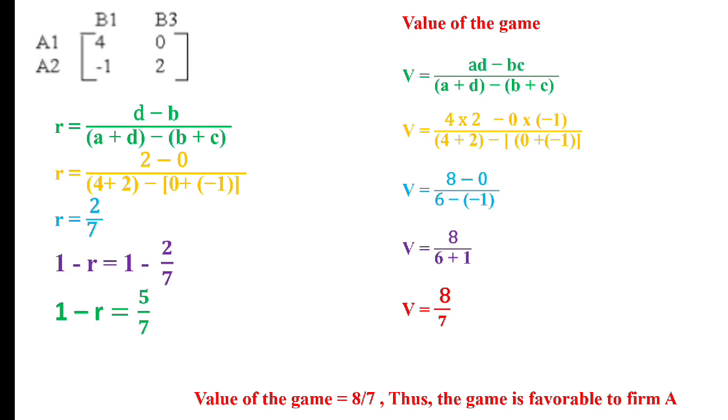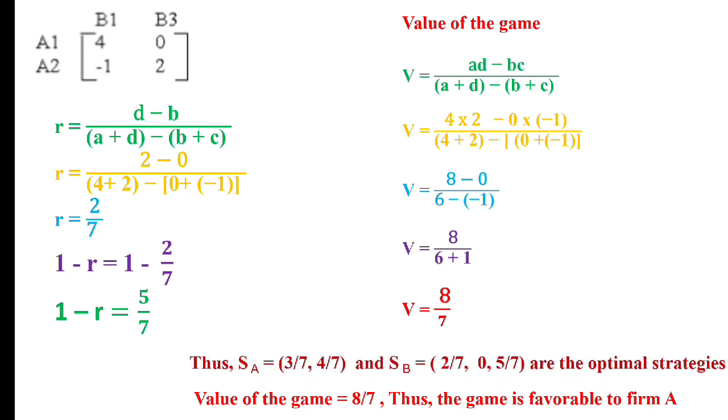Positive values, so we get the values for A. Here A1 and A2 are 3 by 7, 4 by 7. Then for B, 2 by 7; the second, B2, is not available, so it is 0. Then B3 is 5 by 7. These are the optimal strategies. This is the 2 by n formula: 2 rows, many columns, so we solve by the graphical method. Now we are going to study the other case.